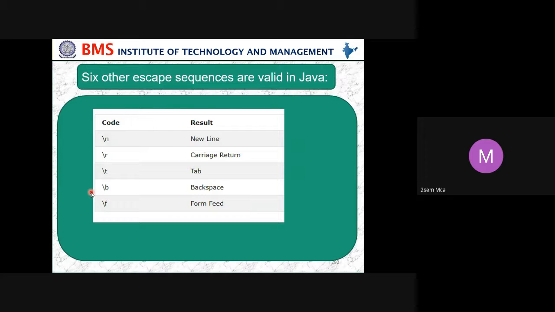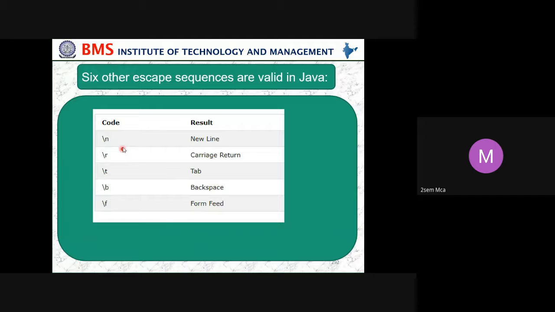In the same way, we may use all these escape sequences, that is backslash n. Why do we want this backslash n? I want it to be printed on the next line. Backslash r is the carriage return. Then if I want a space between two strings, I can use a tab. If I want a backspace, I can use backslash b. Or if I want a form feed, so all these you can use.